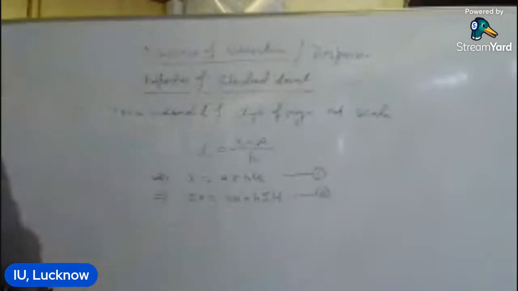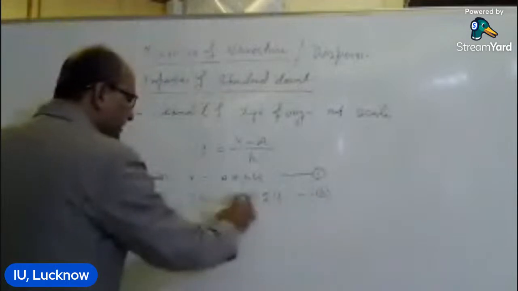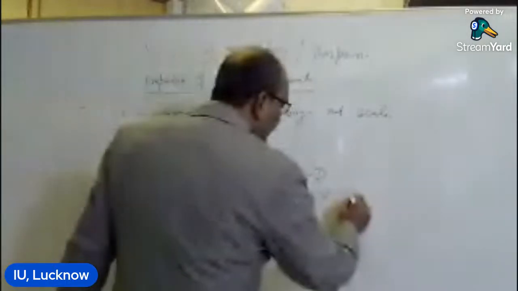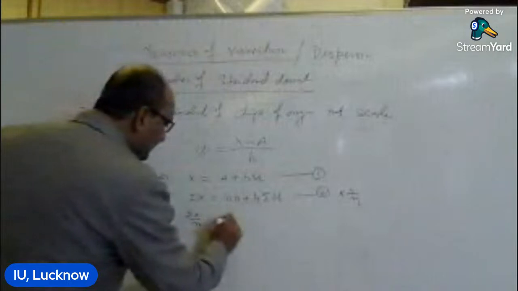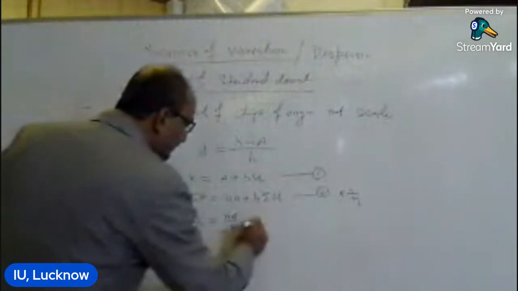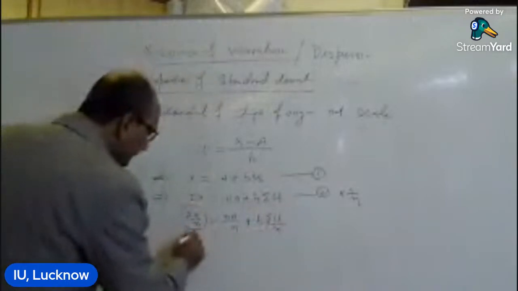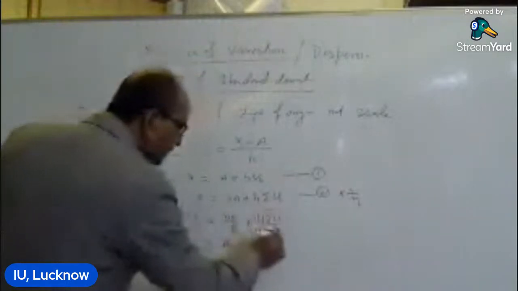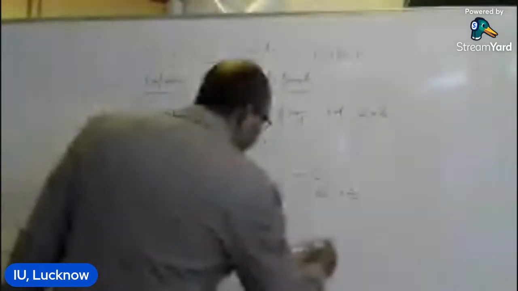Now in equation 2, we divide by n. Multiplying by 1 upon n on both sides, it will give summation x by n equals na divided by n plus h summation u divided by n. Here summation x upon n is nothing but x bar, the n cancels, leaving a, and summation u divided by n is nothing but the mean of u. So we get equation 3.